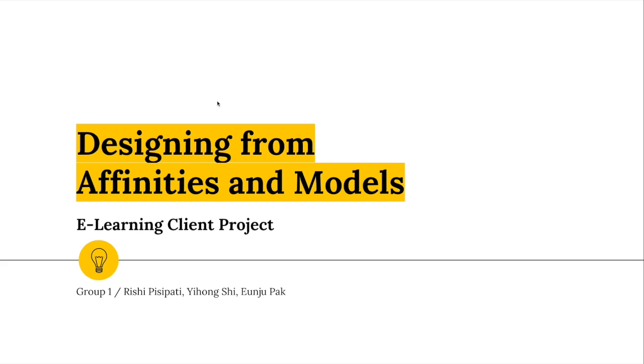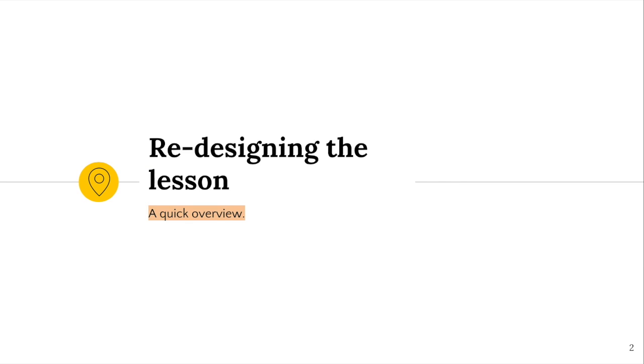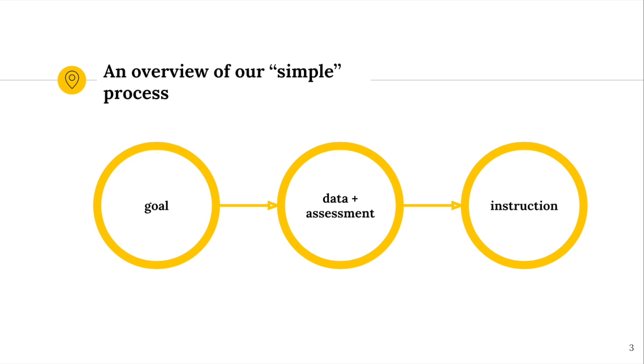This is Ihong. We're part of Group 1, and this is our e-learning presentation for designing from affinities and modules from the Euchre course. So in redesigning our lesson, we went through a pretty simple process, which was to move from our goal to data and assessment, and finally to instruction.